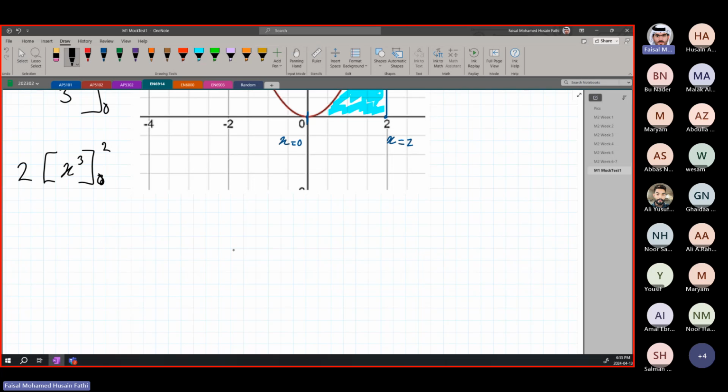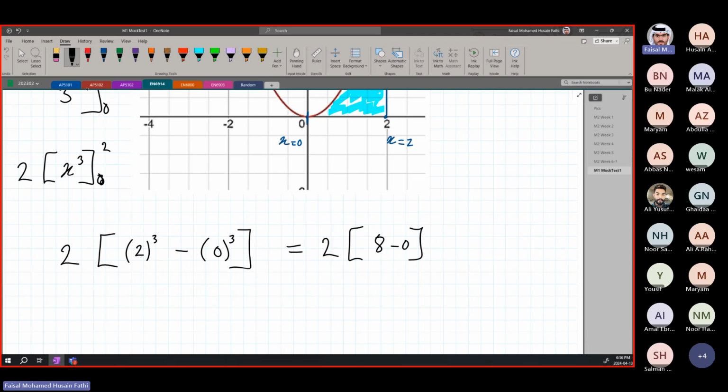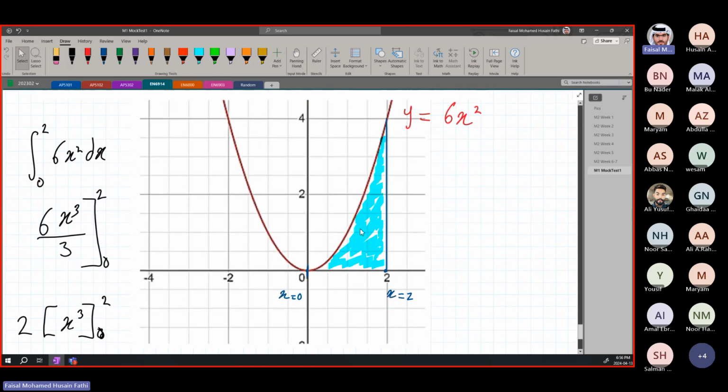And then how do we do this? So it's going to be 2 x cubed, the first value of x, which is 2 cubed, minus the second value of x, which is 0 cubed. So this is going to be equal to 2 times 2 cubed is 8 minus 0, which is simply just 8. So 2 times 8 is equal to 16 units. This is going to be our units squared technically because we are dealing with area.